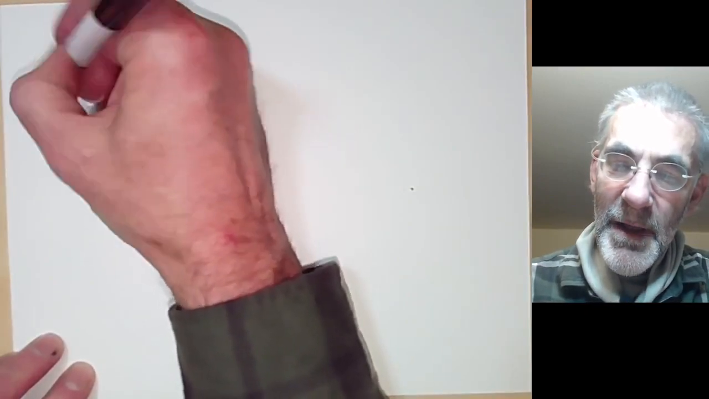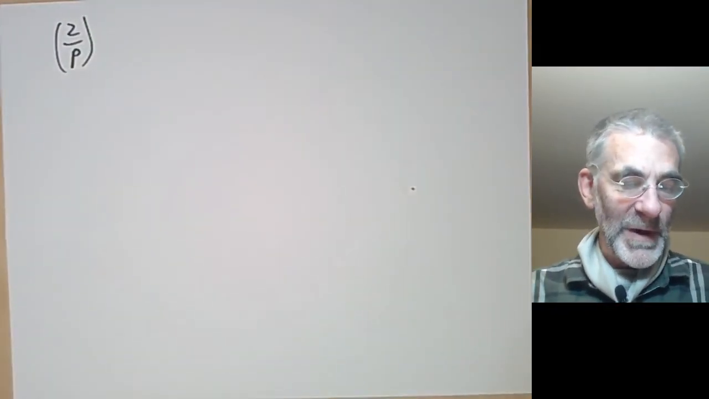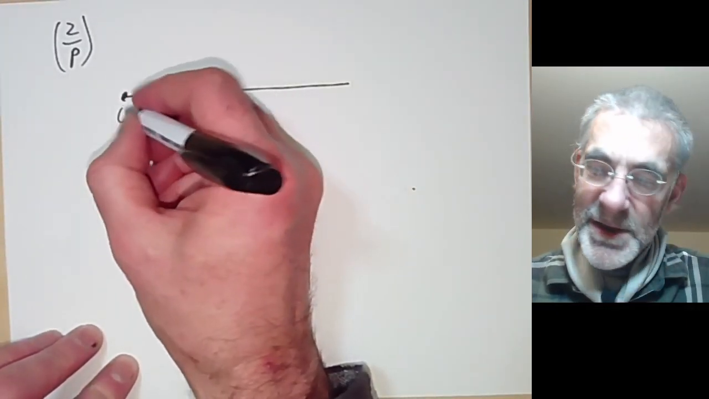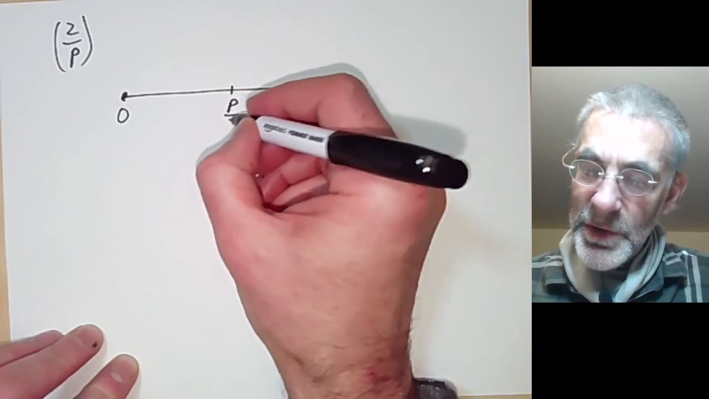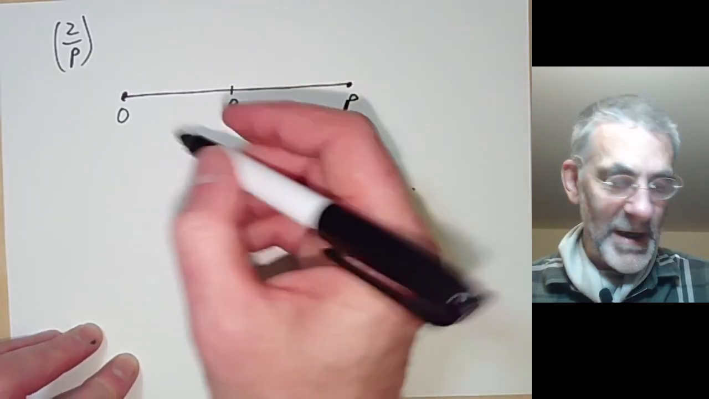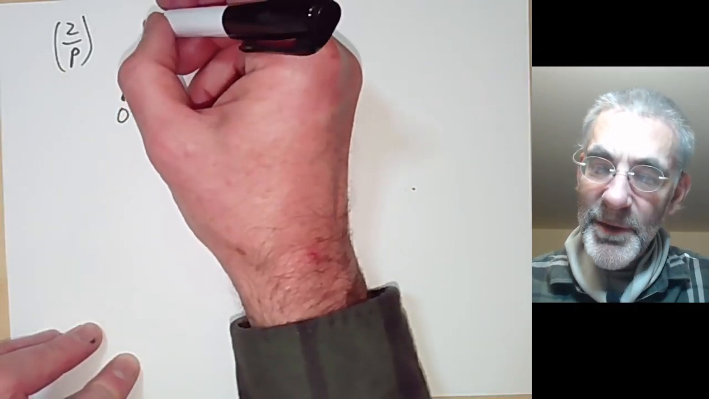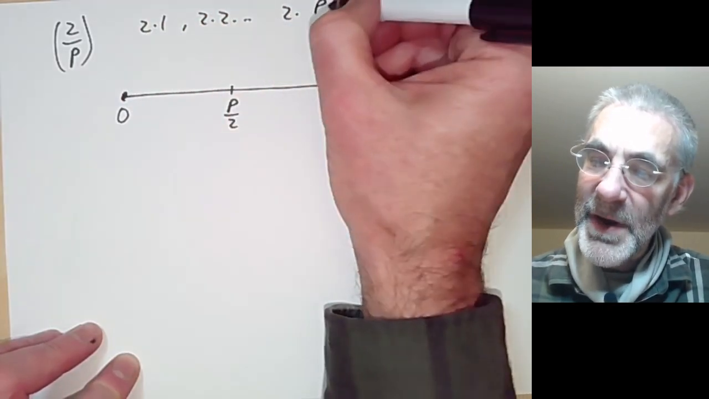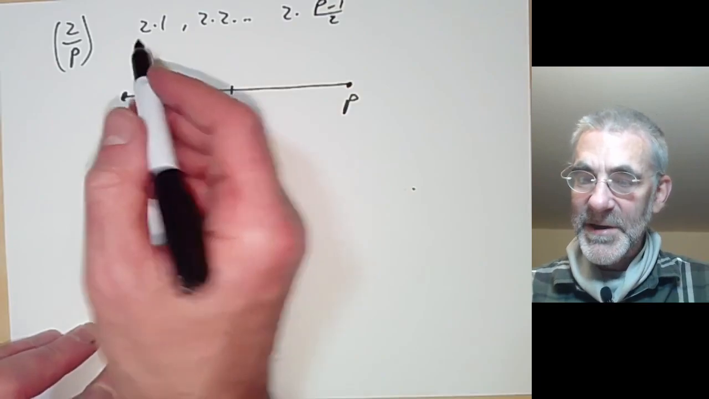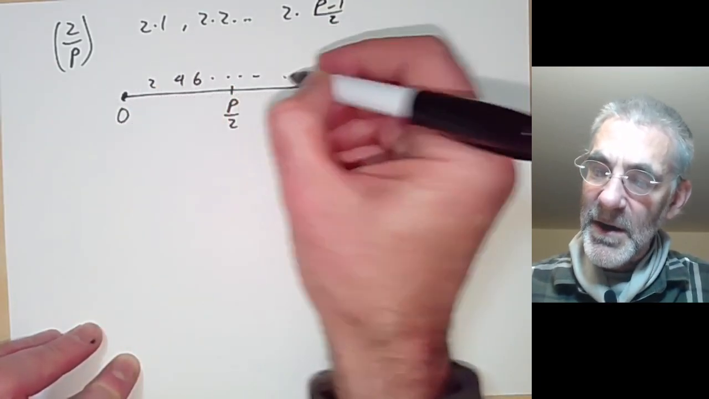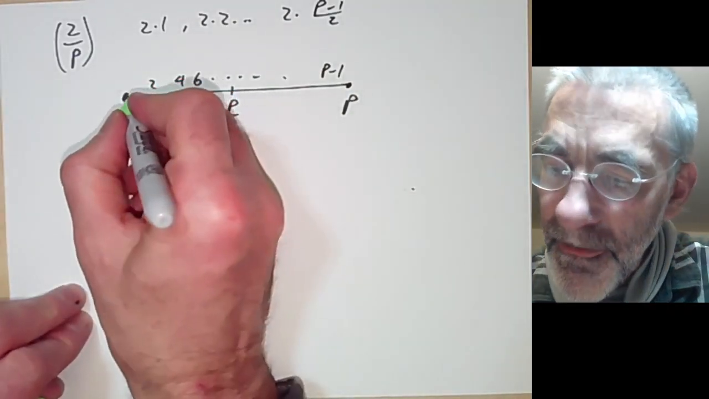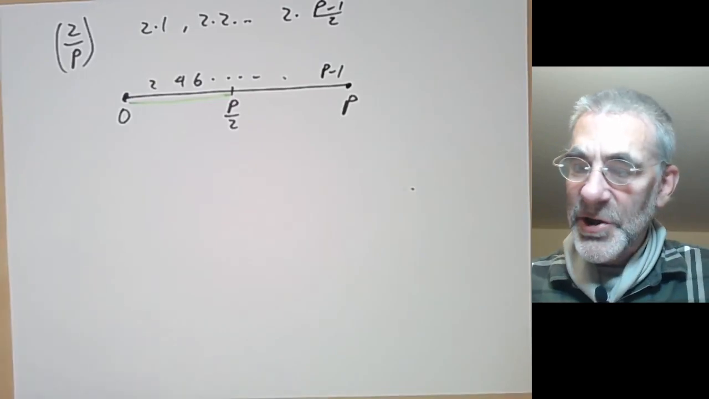Now, let's try it for 2 and try and figure out for which primes 2 is a quadratic residue. So we write out the real line and we mark the points 0 and p over 2 and p on it. And now we have to arrange all the multiples 2 times 1, 2 times 2, up to 2 times p minus 1 over 2 on it. And these are just the numbers 2, 4, 6, up to p minus 1. And we need to work out how many of them are in this red region.